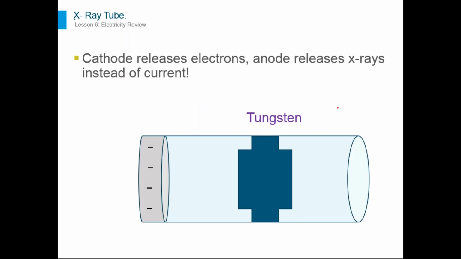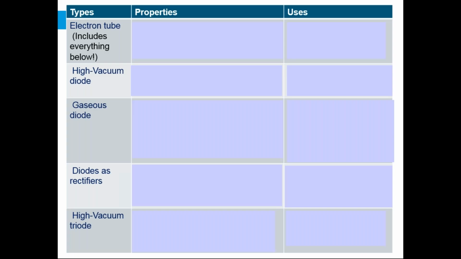Bombarding some materials with electrons, such as the material tungsten, at certain velocities makes the metal release X-rays instead of releasing more electrons. This happens in a vacuum tube with a cathode to release the electrons and the tungsten acting as an anode.